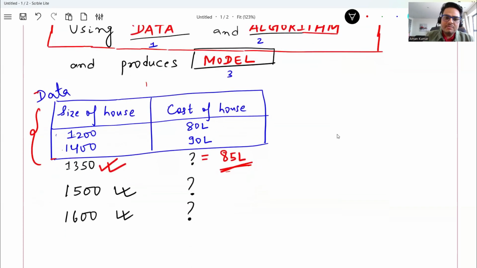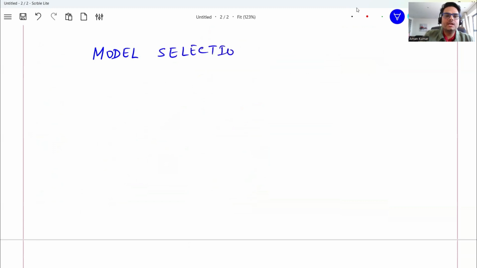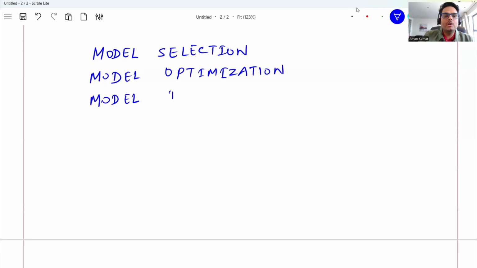In the same regard, you would be encountering concepts like model selection. So which type of model you want to use? There are different types of models. You might be hearing terms like model optimization. All these are different processes to make your model good. And then you would be hearing terms like model deployment. All these are different terms to work with your model.